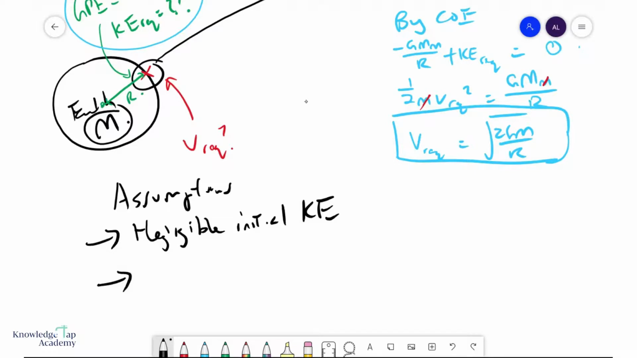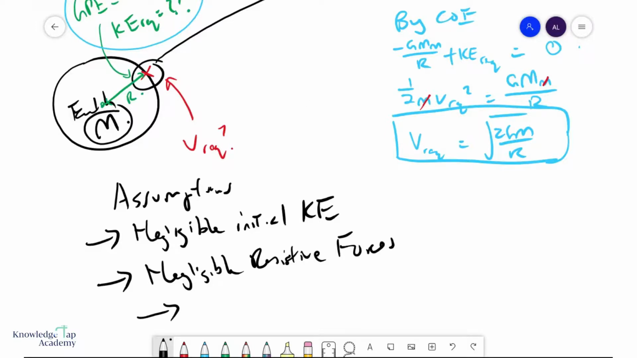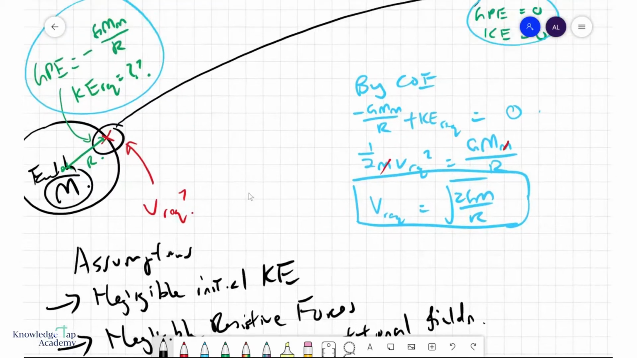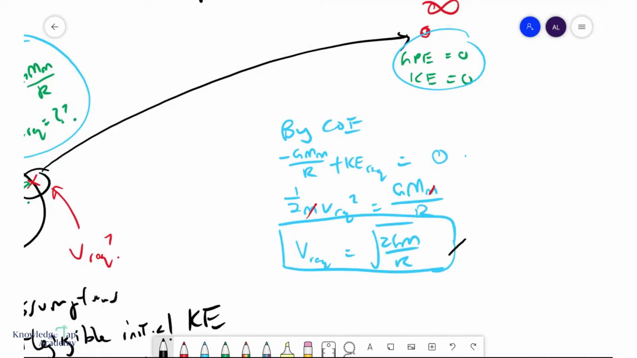There also has to be fairly negligible resistive forces along the way. So you can imagine that if you launch from the Earth, this is of course not valid. The atmosphere creates a huge amount of resistive force. And of course, you assume that there are no other significant gravitational fields all the way to infinity. This is, of course, again, very unrealistic. In any case, if all these assumptions are made, that is your escape velocity.